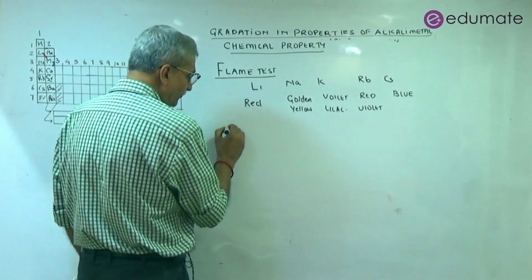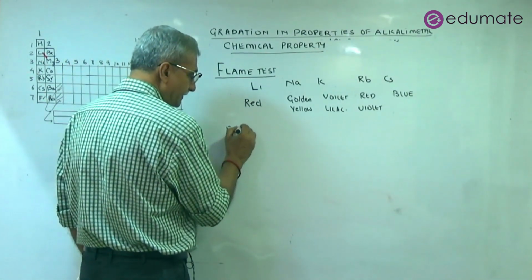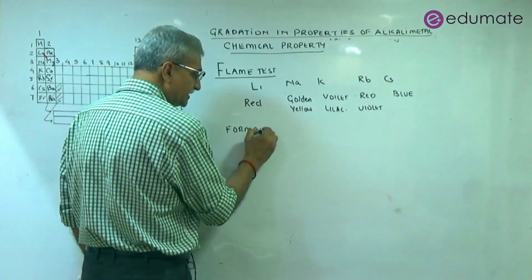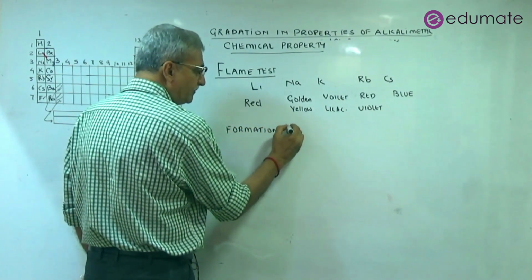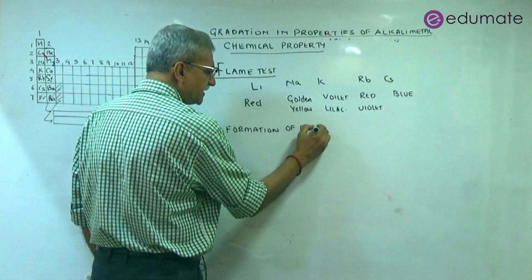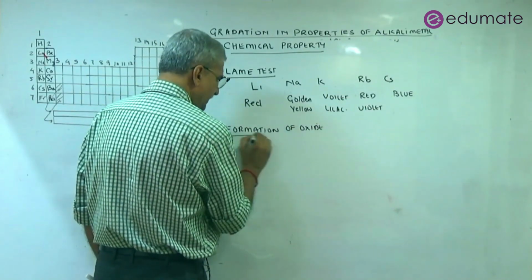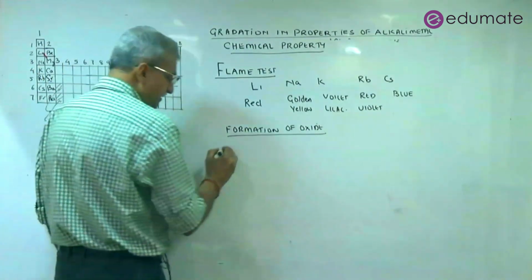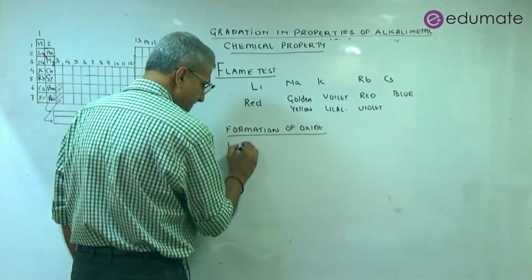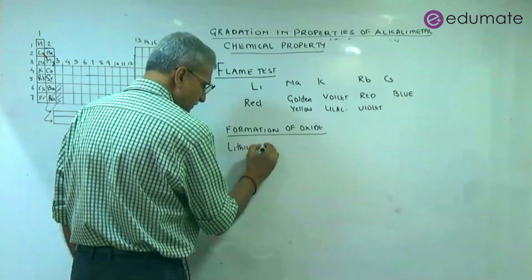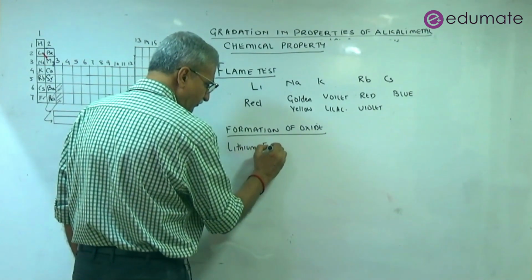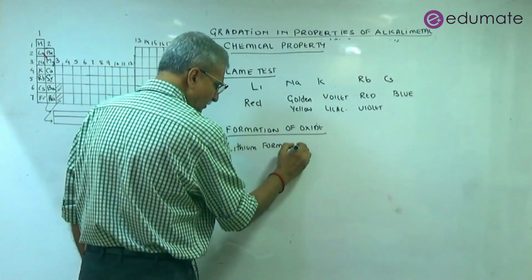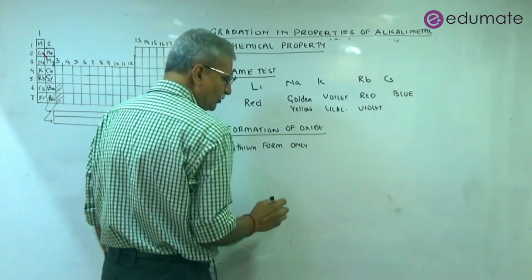Then we come to formation of oxide. Very interesting. Now, in terms of formation of oxide, what happens? Lithium forms only monoxide.